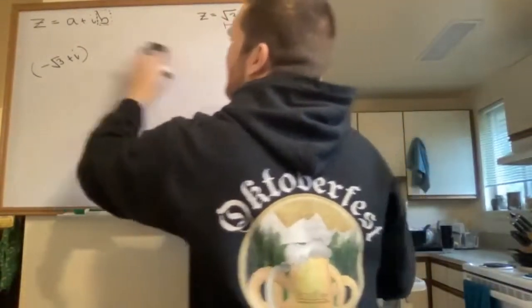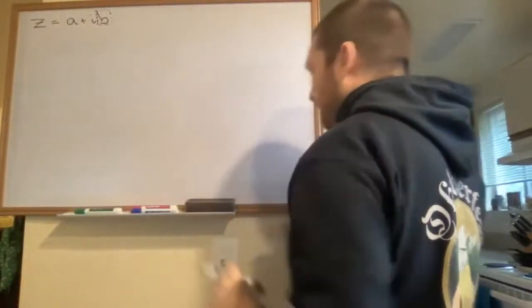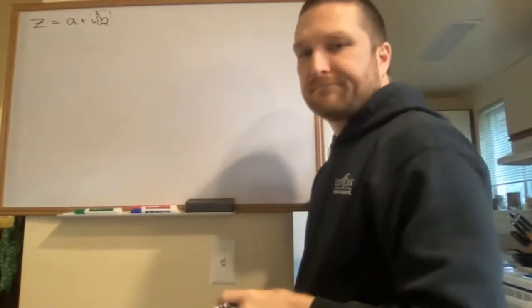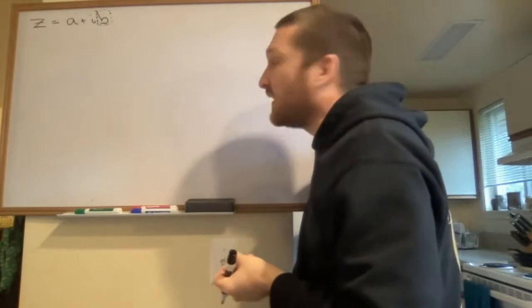And so your book defines it as the absolute value of a complex number. Nobody calls it that. I don't. Your book does. We call it the magnitude of a complex number.